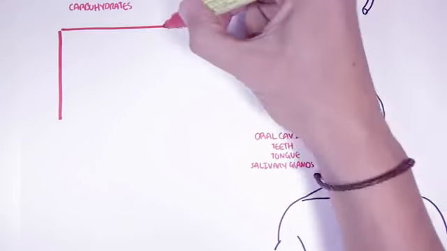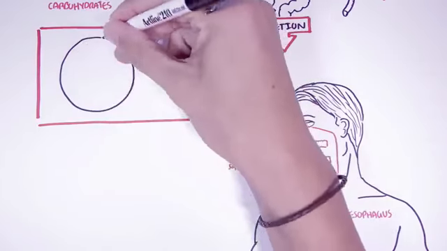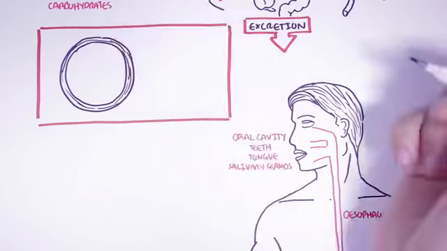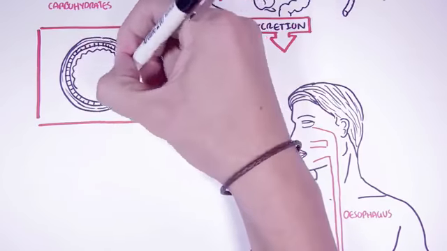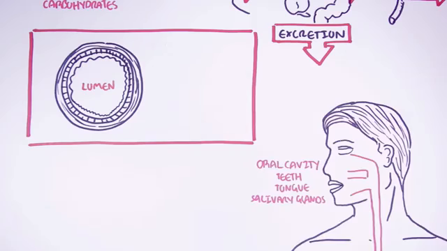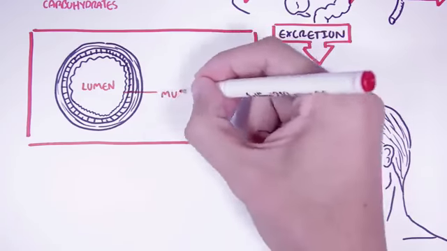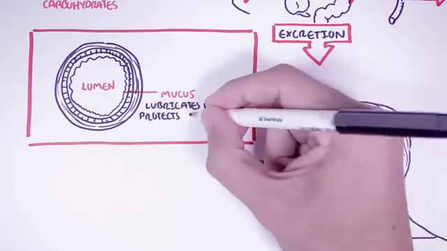Another fundamental point to take in is that the digestive tract all share three similar anatomical properties. Here I am drawing a diagrammatical cross-section representation of the digestive tract. The digestive tract has three main layers. The lumen is the inside space of the digestive tract. The first layer is mucus, and we find it around the lumen.